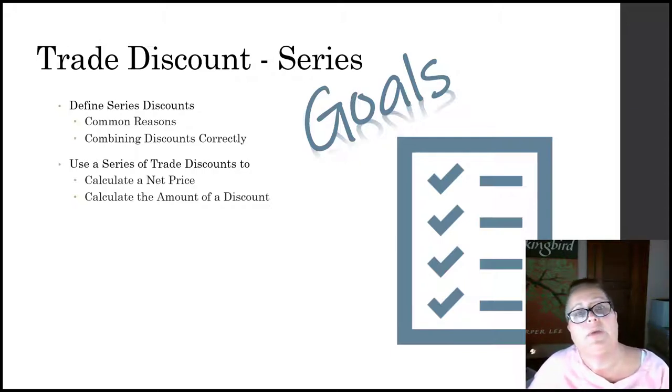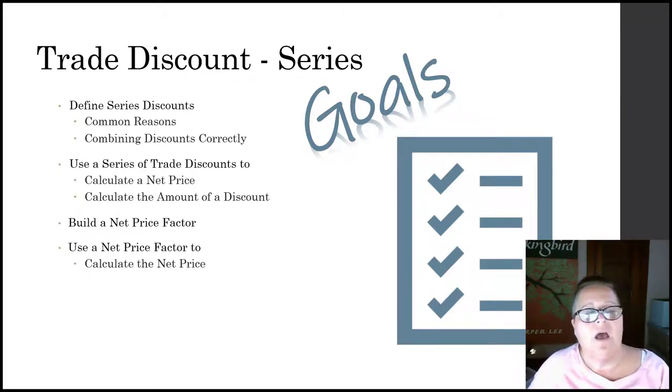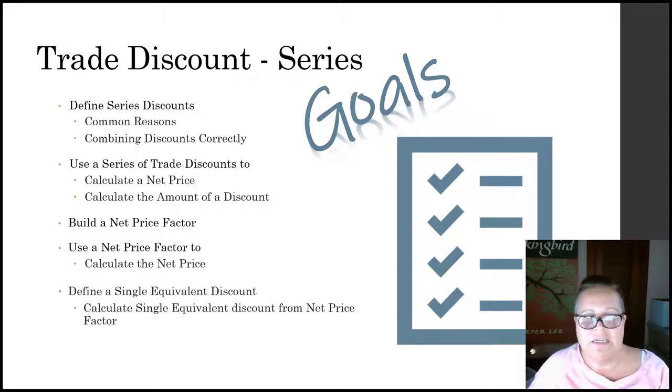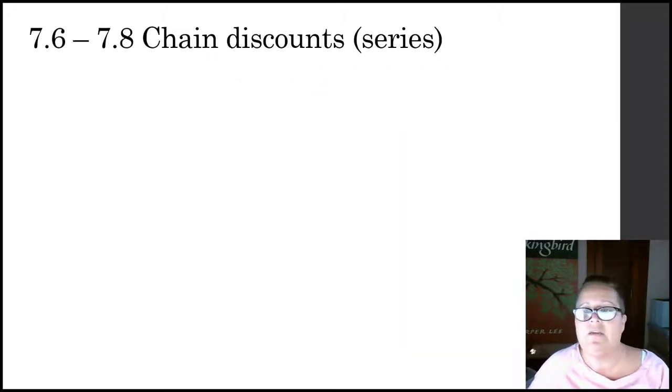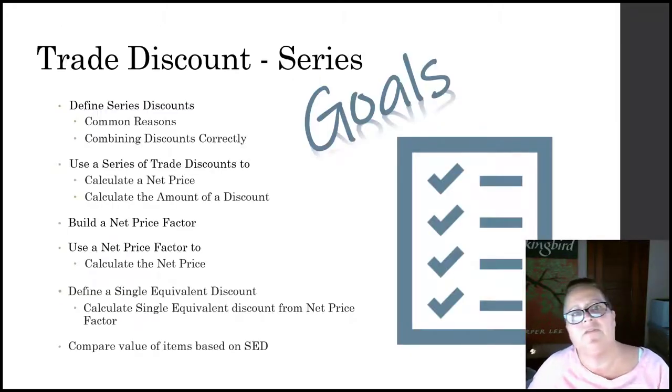We want you to be able to build a net price factor using the discounts in the series, and we want you to use that net price factor in order to calculate the net price of an item, and then use the net price factor to find what's known as a single equivalent discount and define it. And as it says, find that single equivalent discount from the net price factor. And lastly, we're going to be comparing the value of items using that SED or single equivalent discount.